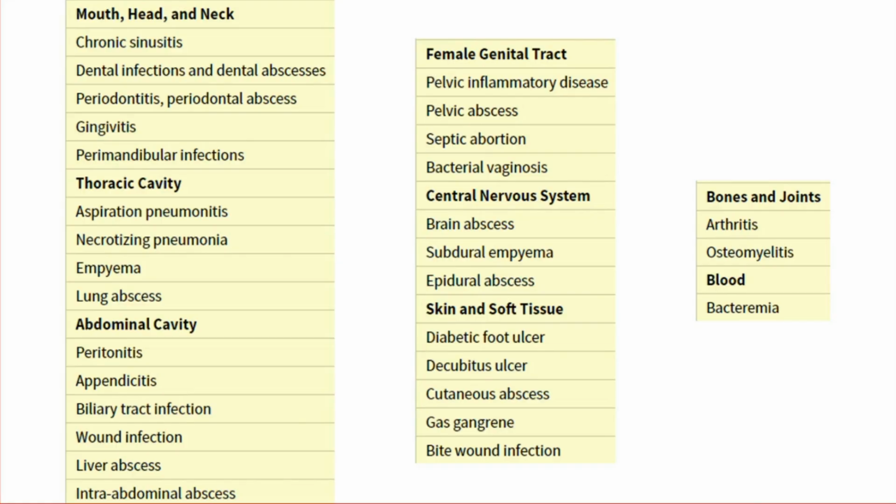Okay, so anaerobic infections, of course, are implicated in many different areas. Again, thinking about where most anaerobes are located, right? Again, we talked about the mouth and head and neck, going down to the thoracic cavity if you have aspiration pneumonia, and that turns into more chronic lung abscess and empyema.